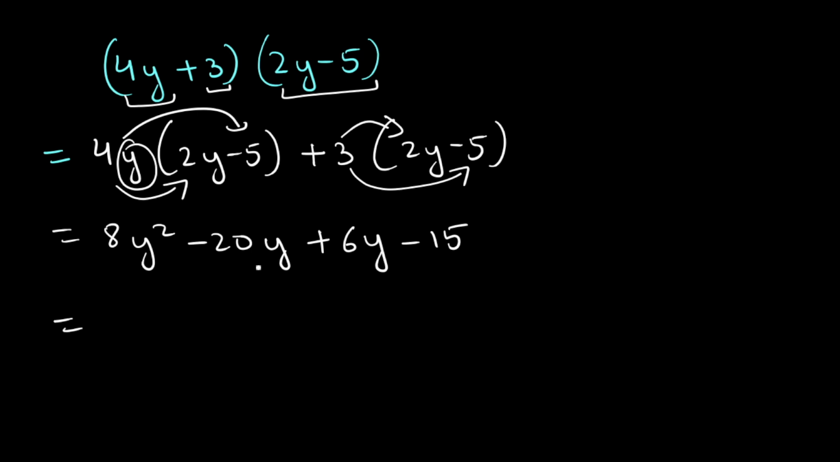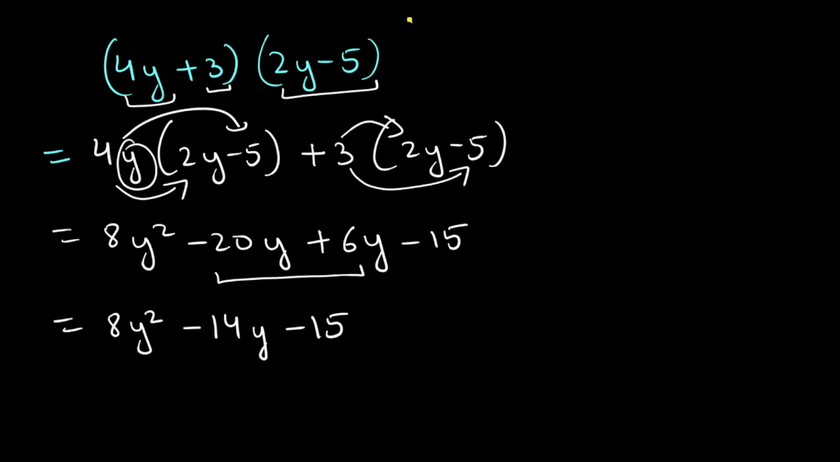So as long as we have any like terms, we will keep on simplifying the problem further. So we have negative 20y plus 6y. This is the only like term over here, so we will simplify them. 8y square, negative 20 plus 6, which is negative 14, and y variable at the end, and negative 15. And this is our final answer for this one.